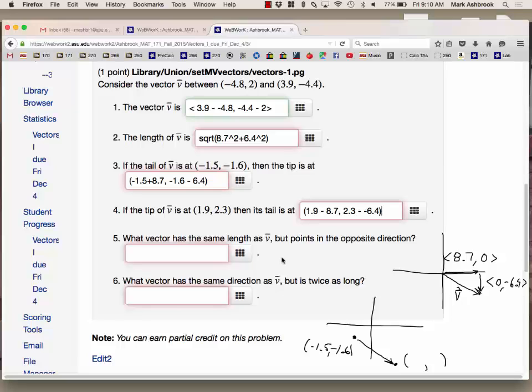Okay, so what vector has the same length as v but points in the opposite direction? I'll do that in red, like this. So here it is. Same length, points in the exact opposite direction. What will the x component be? Negative 8.7. And what will the y component be? Positive 6.4, right? If it goes in the exact opposite direction, then your components are just going to be the opposite. So this will be negative 8.7 and positive 6.4.